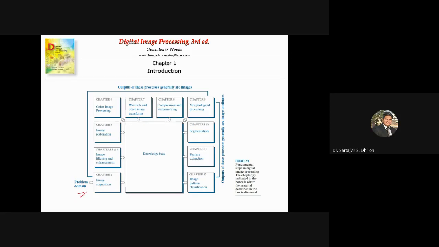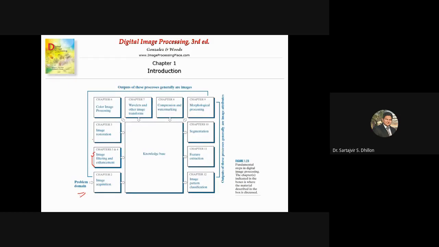The first is you have to identify the problems, and image acquisition basically involves the acquisition of the image and converting it into digitized form. The second step involved in digital image processing is image filtering and enhancement. It is generally used to enhance images in the form of contrast stretching, increasing the brightness, or removing some undesirable noise.